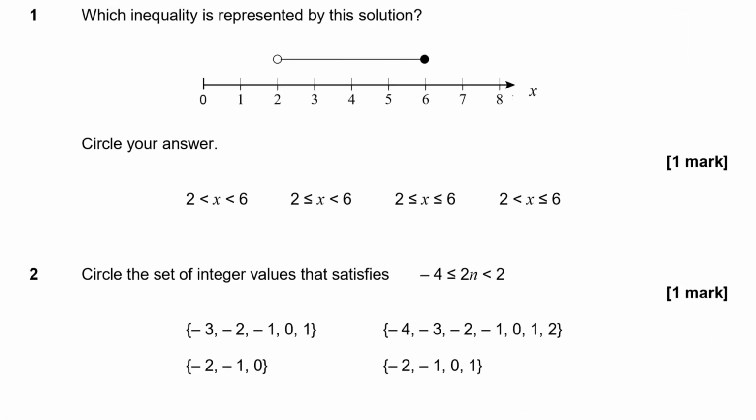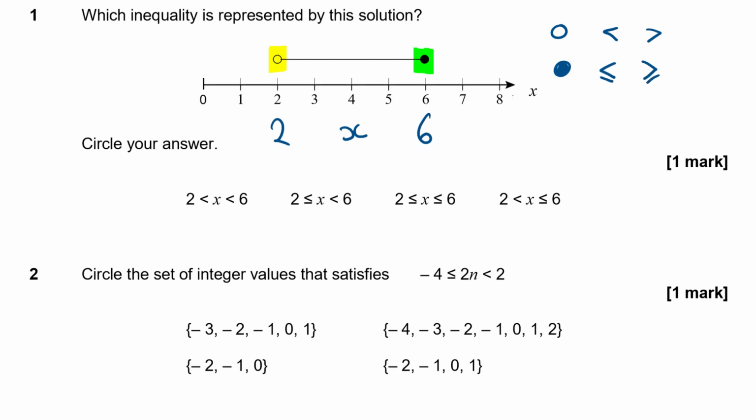Question 1. Which inequality is represented by this solution? Okay, so you've got a line running from 2 at one end up to 6 at the other. So our value of x must lie somewhere between the two. Notice we've got an open circle at one end and a closed circle at the other. An open circle means that the end point is not included, so that usually goes with greater than signs or less than signs. A filled circle means that the end point is included, so you're going to get those as less than or equal to and greater than or equal to signs.